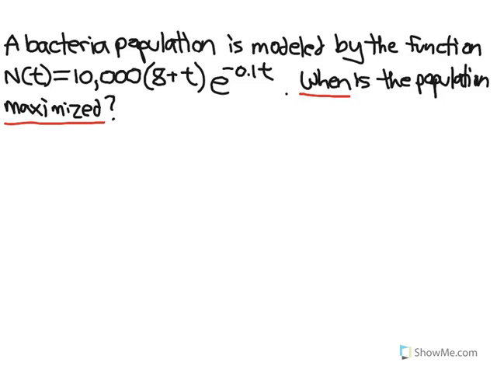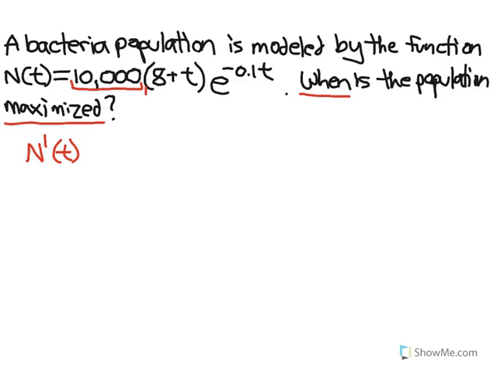So let's figure out how we're going to find the first derivative. So n prime of t. First of all, let's look at the function as 10,000 times (8 plus t) times e to the negative 0.1 t. I'm going to break this into three parts. This 10,000, that's just a constant, so we can leave that until the very end. It doesn't matter because the derivative of a constant is 0.